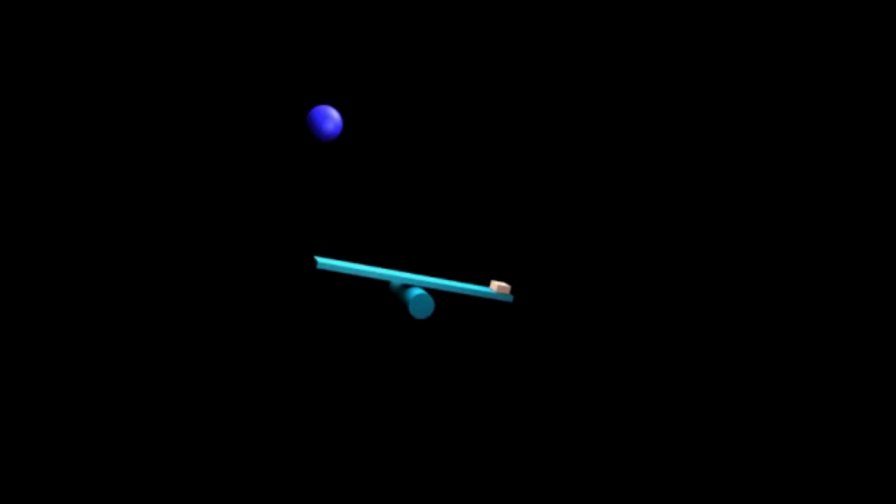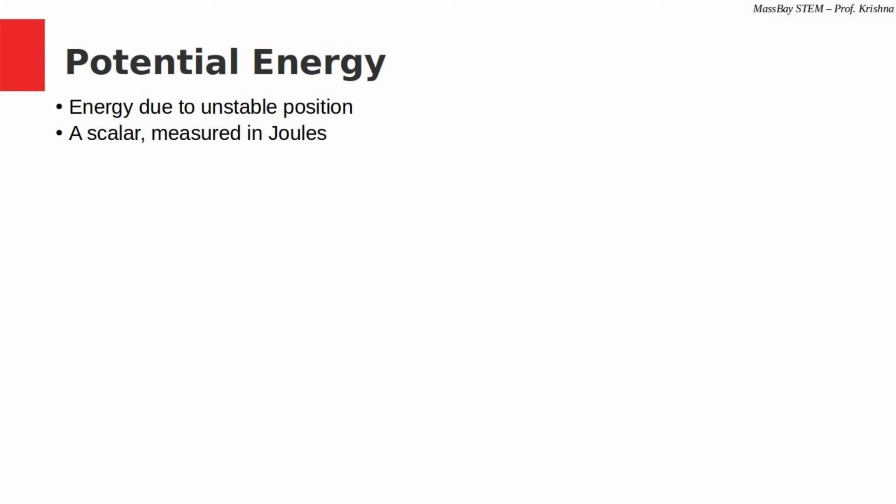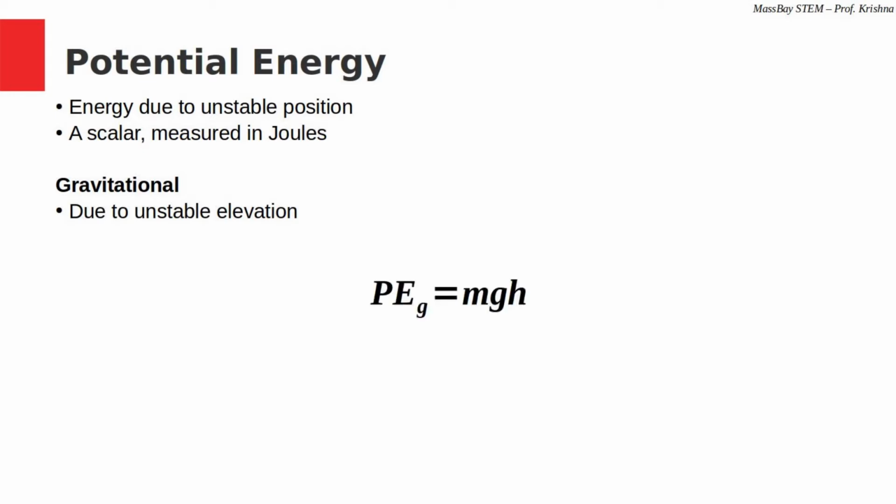To return to our ball, the reason it is in an unstable position is that gravity would pull it down to Earth were it not held in place. Gravity is the reason the ball is in an unstable position where it starts. And so we say the ball has gravitational potential energy, energy due to an unstable elevation. The equation for gravitational potential energy is as follows. Gravitational potential energy equals the mass of the object times acceleration due to gravity times the height of the object, mgh.